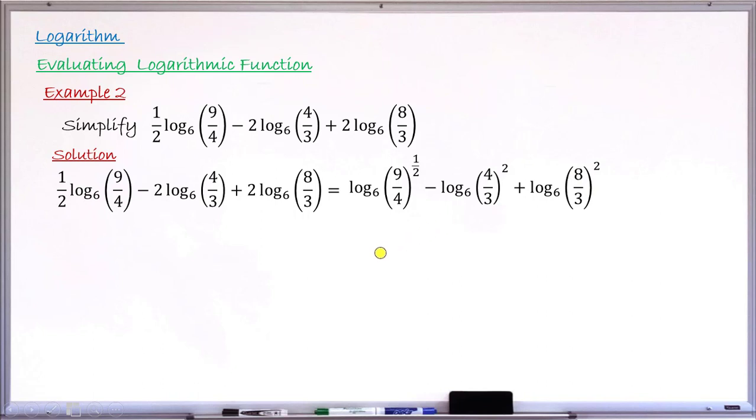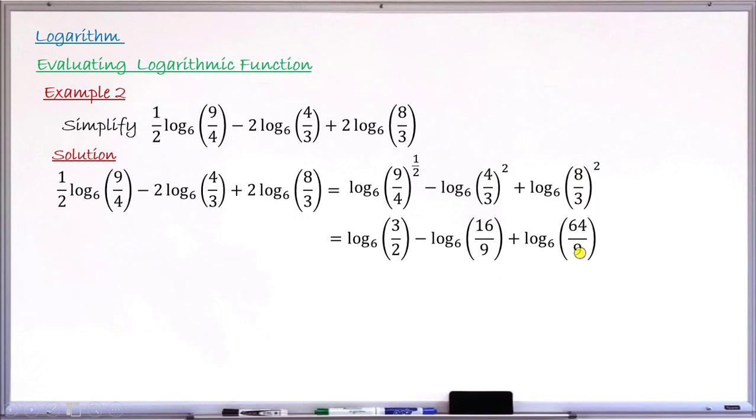Let me do that. So I'm going to have 3 over 2. 9 over 4 raised to the power of 1 over 2 means simply the square root of 9 over 4. The square root of 9 gives you 3, the square root of 4 gives you 2. And 4 over 3 raised to the power of 2 gives you 16 over 9. And 8 over 3 raised to the power of 2 gives you 64 over 9.